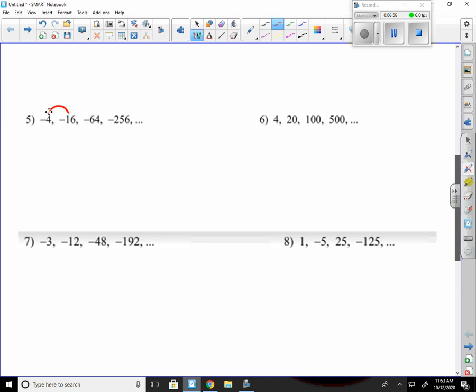Down here, multiply by 4 each time. That's my common ratio. Explicit form is U sub n equals U sub 1, which is negative 4, times my common ratio of 4 to the n minus 1. Recursive formula, U sub n equals 4 times U sub n minus 1.